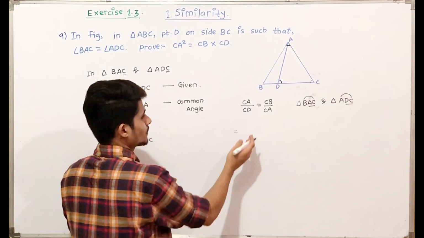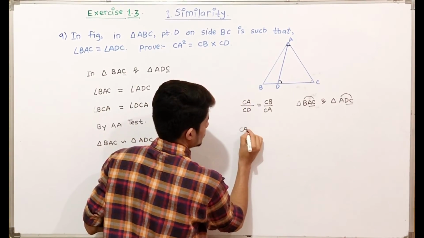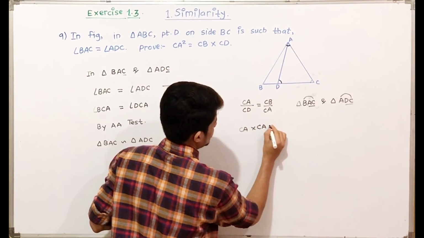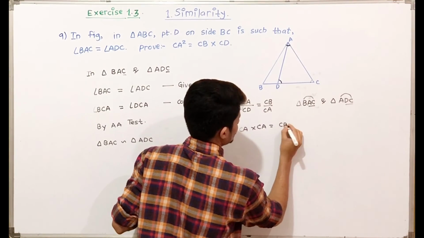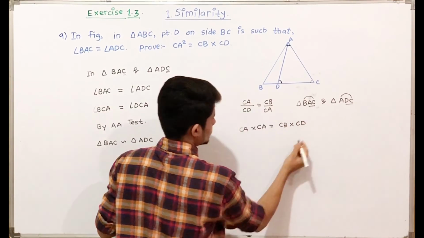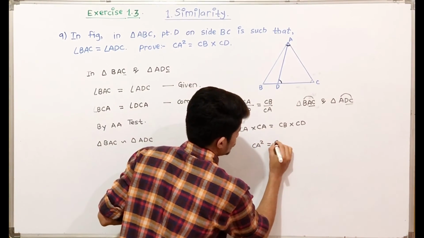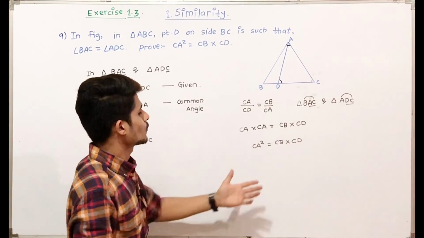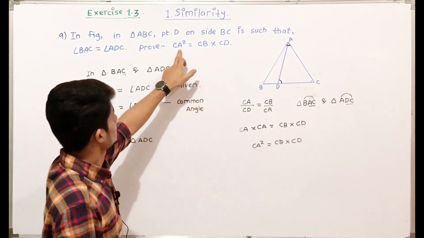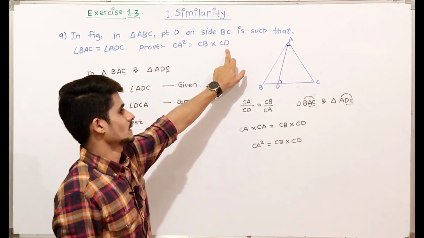If we cross multiply, CA into CA is equal to CB into CD. CA into CA is CA square, which is equal to CB into CD. This is what we have to prove: CA square is equal to CB into CD.